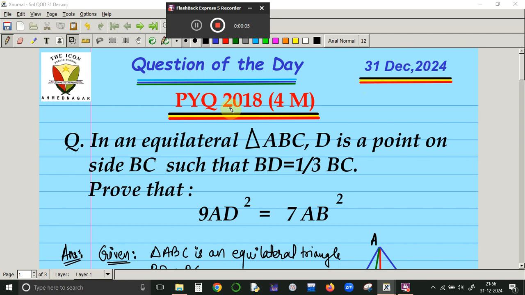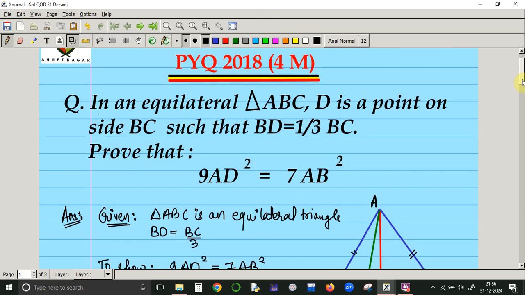Let's solve this question which was asked in 2018 for 4 marks. The question is from chapter triangle. In an equilateral triangle ABC, D is a point on side BC such that BD is equal to 1/3 of BC. So we have to prove that 9 times AD square is equal to 7 times AB square.